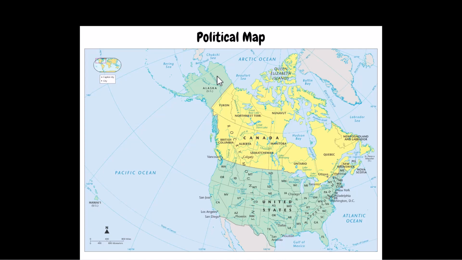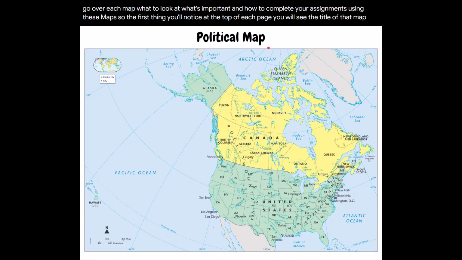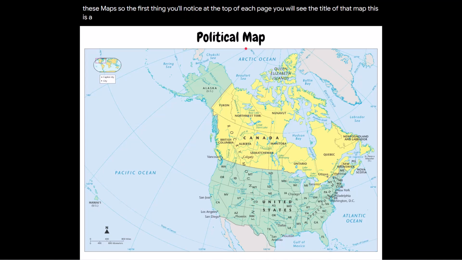Today we are going to be looking at the different maps you'll be using throughout the rest of the course. We'll go over each map, what to look at, what's important, and how to complete your assignments using these maps. So, the first thing you'll notice at the top of each page is the title of that map. This is a political map.